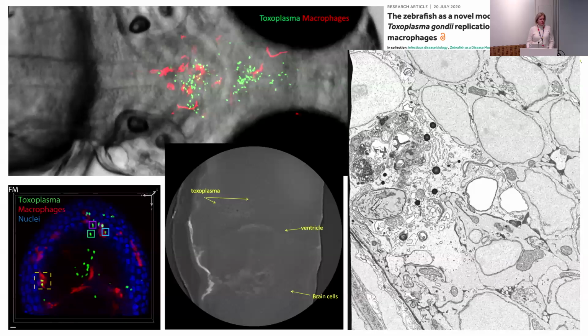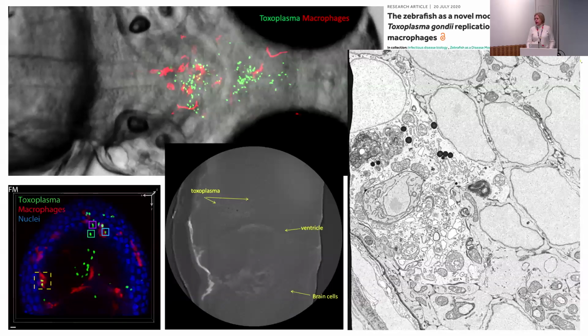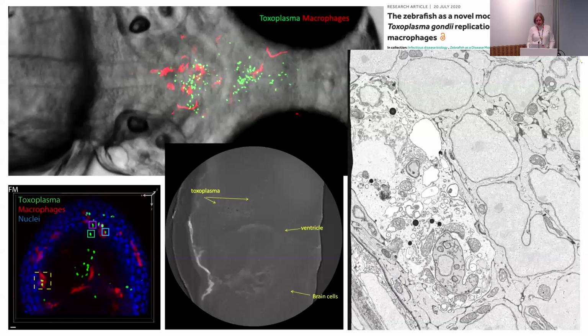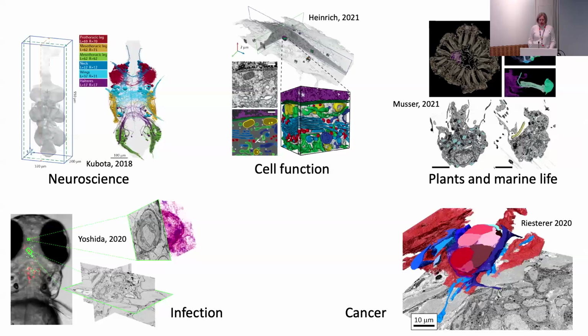So we need continuous volumes around a whole range of different questions. It could be neurons, it could be organelles. So we see whole-organism and correlative light and volume EM through neuroscience, through cell biology, plants and marine life, infection, and now being used on patient tissue as well.